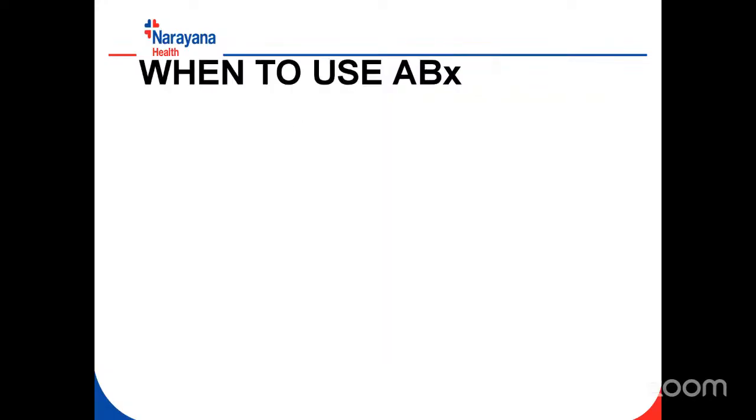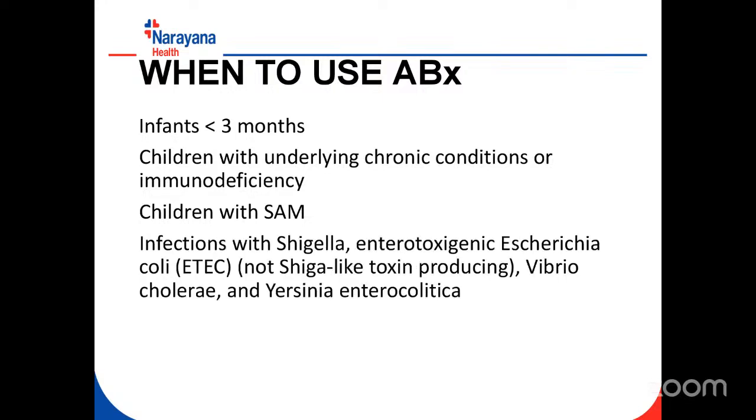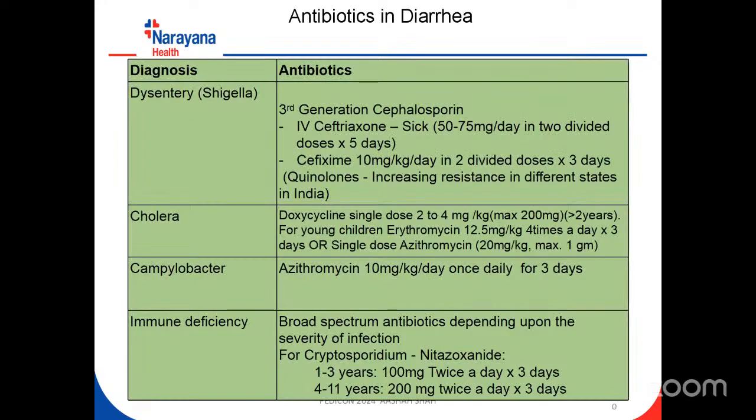When to use antibiotics? Children less than 3 months. Remember, you're not going to be doing this in OPD practice. Any child with underlying chronic conditions or immunodeficiency, children with severe acute malnutrition, and infections with Shigella, ETEC, Vibrio cholerae, and Yersinia. All these, ideally, make sure that a specialist also is in the loop. Otherwise, you can land up in trouble. And any kind of invasive bacterial infection like sepsis, the antibiotics to be used. Take a screenshot of this.